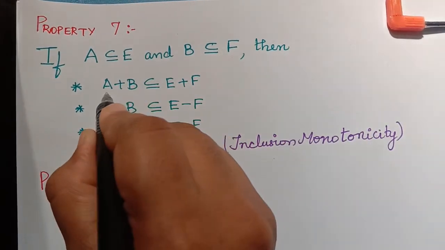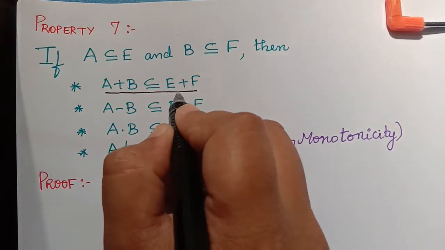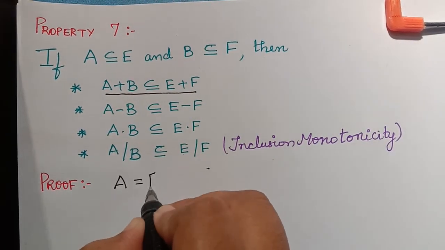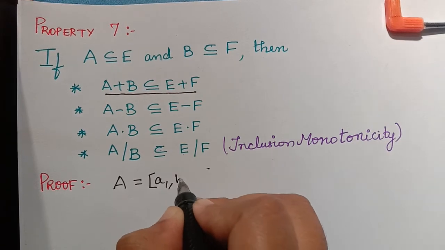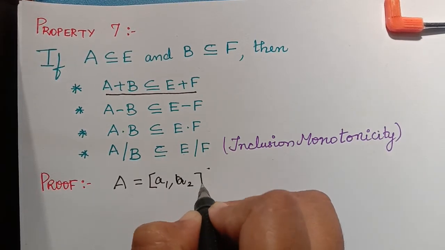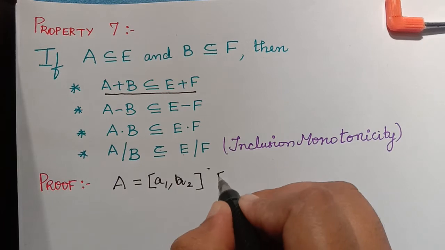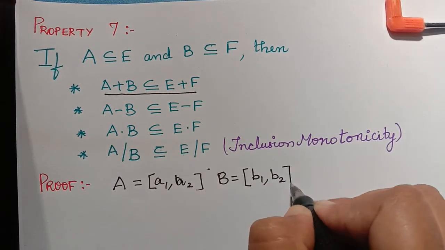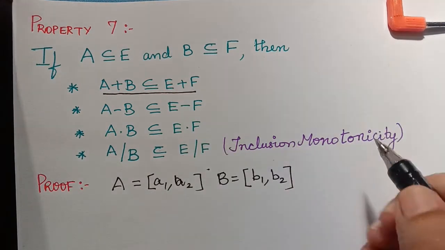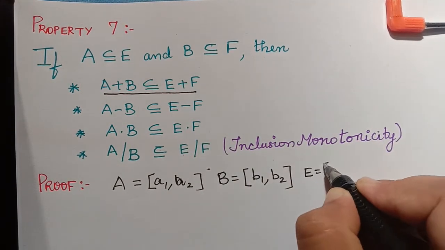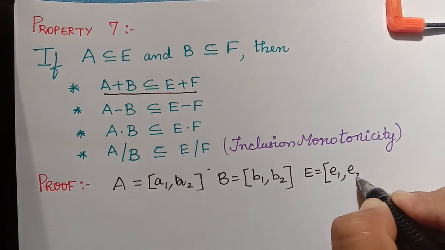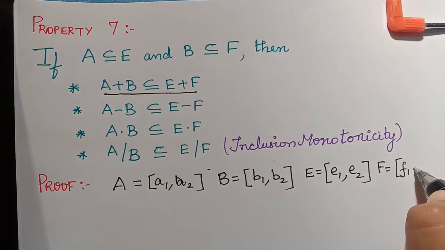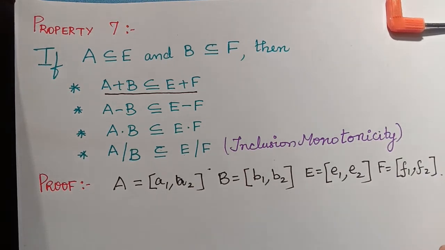First let us prove that A plus B is a subset of E plus F. To prove that, first we should consider the interval A, which is A1 comma A2, and the interval B as B1 comma B2. Similarly, we consider the interval E as E1 comma E2, and the interval F equals F1 comma F2. So these are the four intervals.